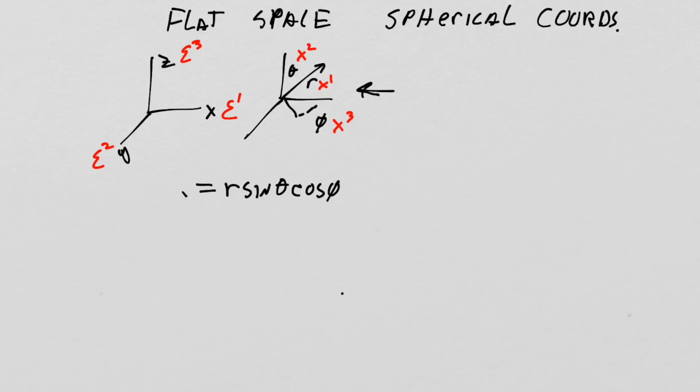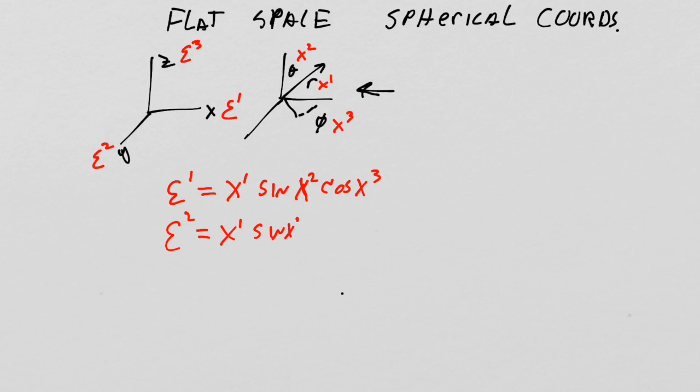So the way this should look is C1 equals X1 cosine, sine X2 cosine X3, right? That is the general relativity notation that you would use for this problem that you've probably seen a million times before in electrodynamics. And then C2 is X1 sine X2.